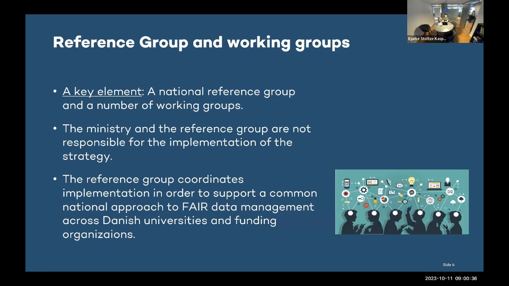So the reference group coordinates implementations, and they support a common national approach for fair data management across Danish universities and funding organizations, both private funding organizations, but also public-private funding organizations. From our point of view, it's very important that the 8 universities in Denmark don't do individual fair data management. It's important that there is a common strategy, so it's possible for researchers to have the same approach to data management across the research institutions.